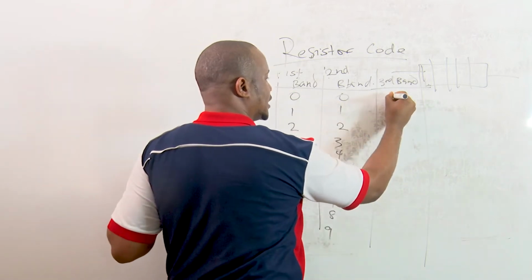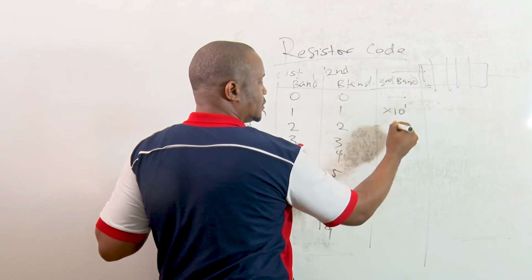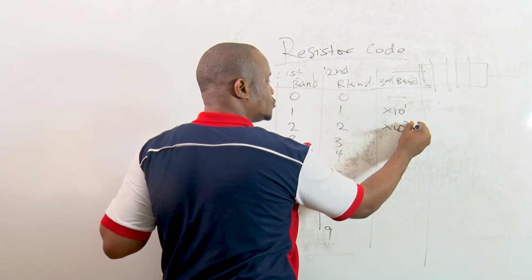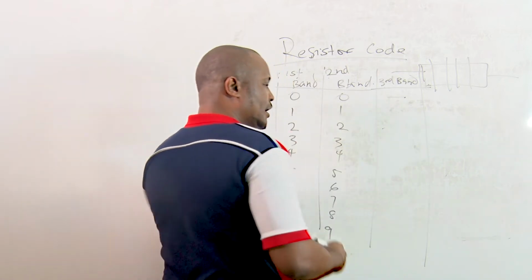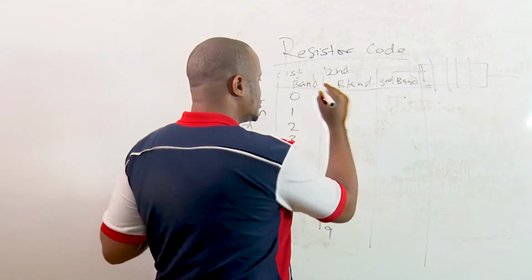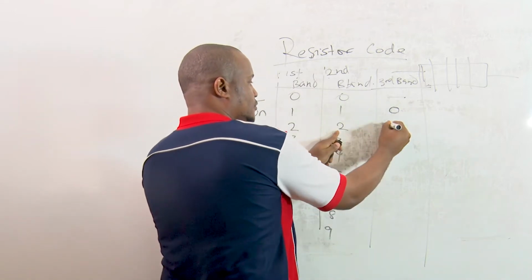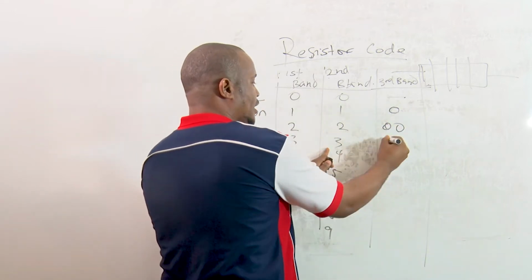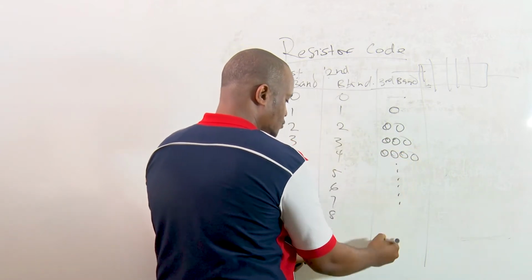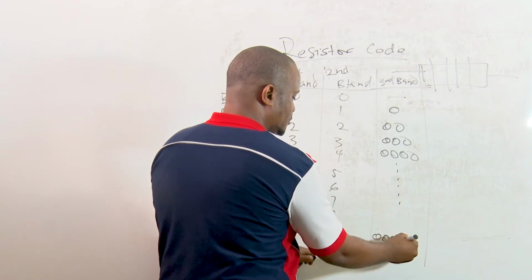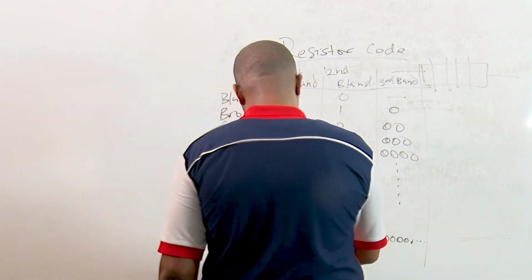So this is 0, nothing. Then you have 1 times 10 raised to the power 1, 1 times 10 raised to the power 2, and so on and so forth. But I like to break it down for my students so you don't start thinking about what is 10 raised to the power minus 1 and all that. So this one means actually 1 zero. 2, you just write 2 zeros. 3, you have 3 zeros. 4, 4 zeros. Just like that until we get to 9 zeros.